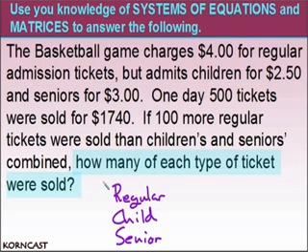Once we've decided which are our types of tickets, we need to assign a variable to them. We could use R, C, and S, but I'm going to go ahead and let my regular ticket be X. I'm going to let my child ticket be Y, and I'm going to let my senior ticket be Z. And I just think we're more familiar with X, Y, and Z as opposed to the other variables. But as long as you pick variables that you like, that's okay.